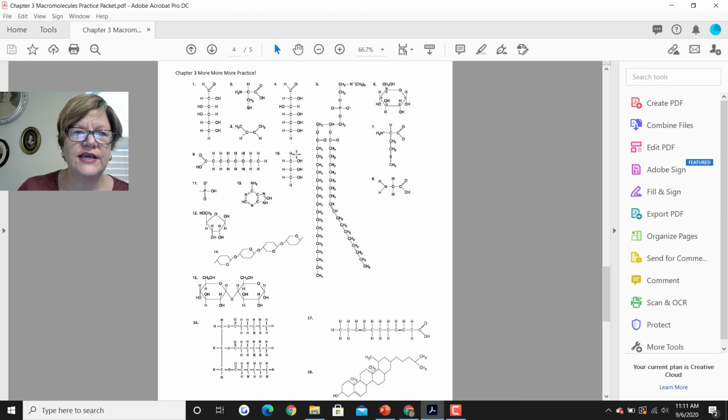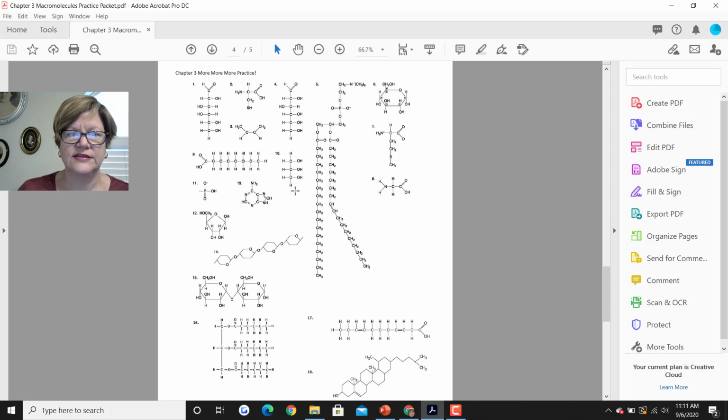So what is number 10? Look at number 10 and see if you can tell me what that is. It's a 3-carbon molecule with 3 hydroxyls. It is a component of fat, but it's not the fatty acid part. It's the glycerol. So number 10 is glycerol.